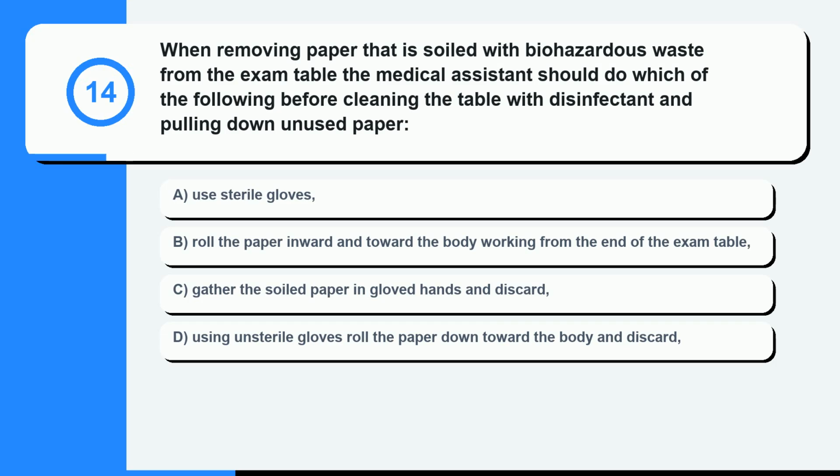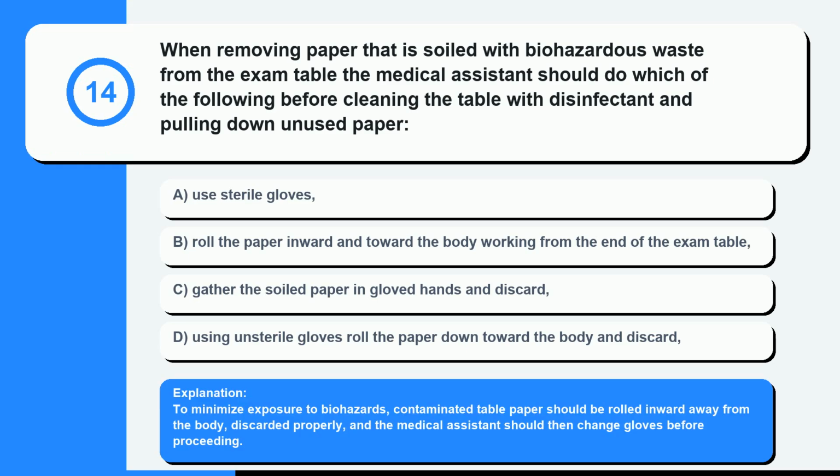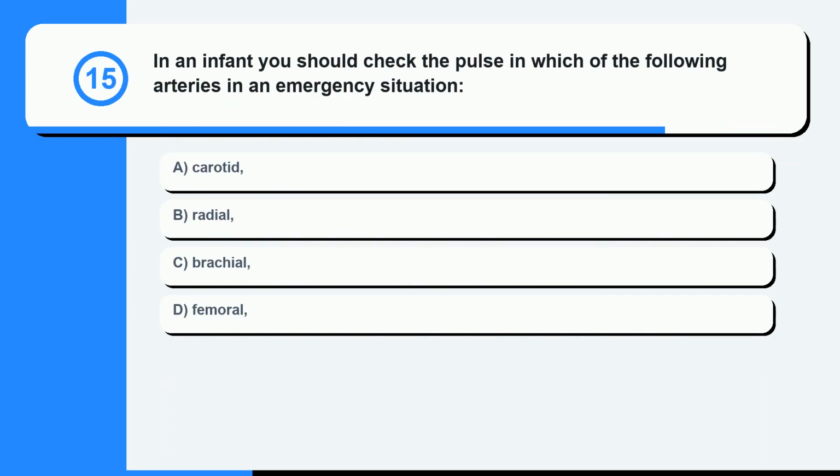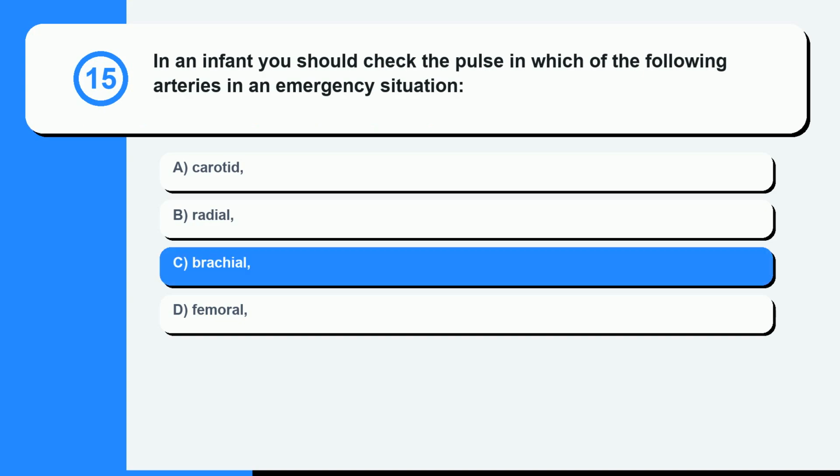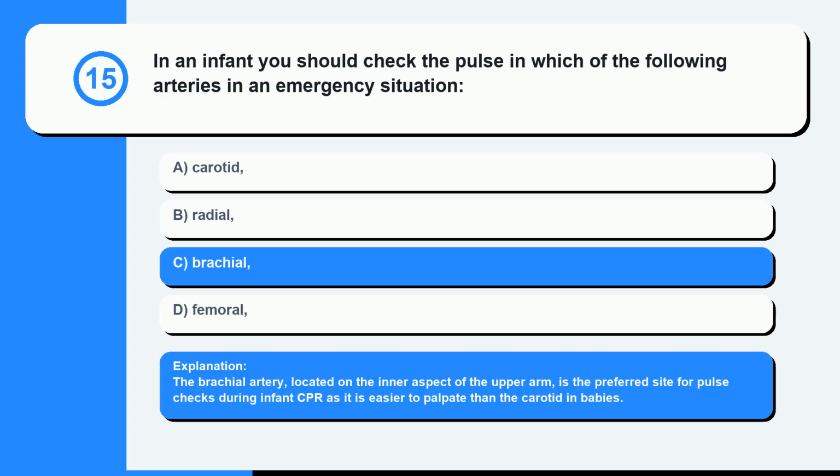Question 14. When removing paper that is soiled with biohazardous waste from the exam table, the medical assistant should do which of the following before cleaning the table with disinfectant and pulling down unused paper? A. Use sterile gloves. B. Roll the paper inward and toward the body working from the end of the exam table. C. Gather the soiled paper in gloved hands and discard. Or D. Using unsterile gloves, roll the paper down toward the body and discard. To minimize exposure to biohazards, contaminated table paper should be rolled inward away from the body, discarded properly, and the medical assistant should then change gloves before proceeding.